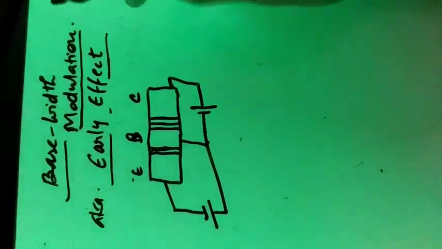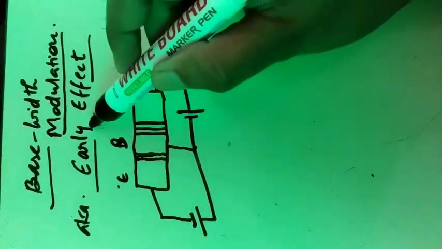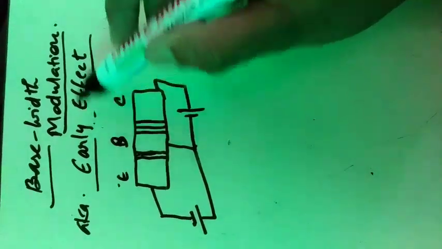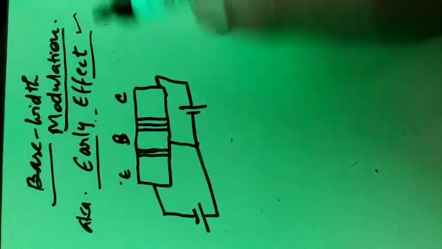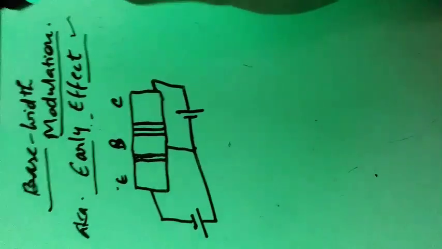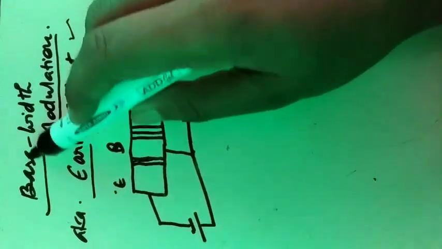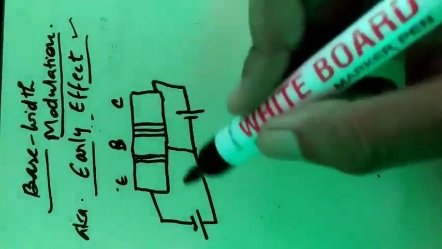In this video we will talk about base width modulation, also known as the Early effect. Early is the name of the scientist, and the effect was named after him. So what is this called? This is also called base width modulation. From the name it seems that the base width will be increasing in the process. So how does this happen? Let's see.